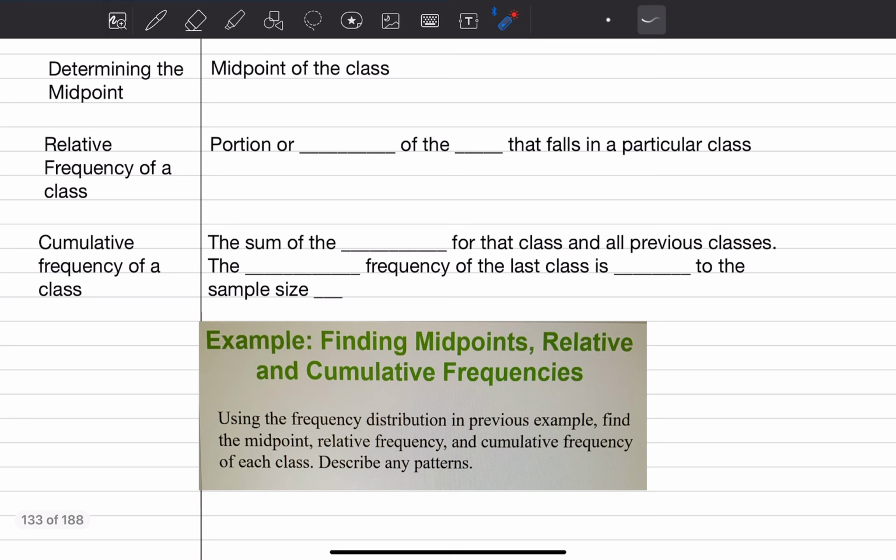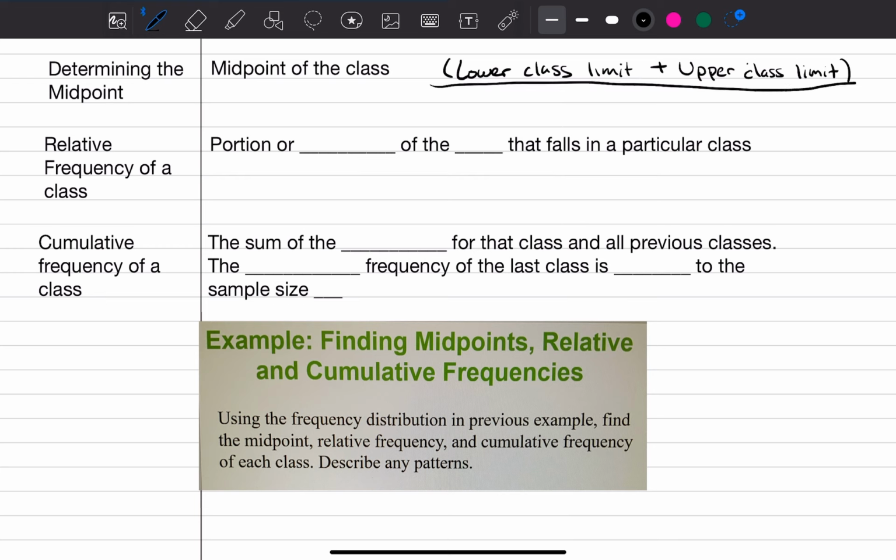Okay, let's talk about midpoint. The way you're going to calculate the midpoint is you're going to take your lower class limit and you're going to add the upper class limit and you will divide that by 2.